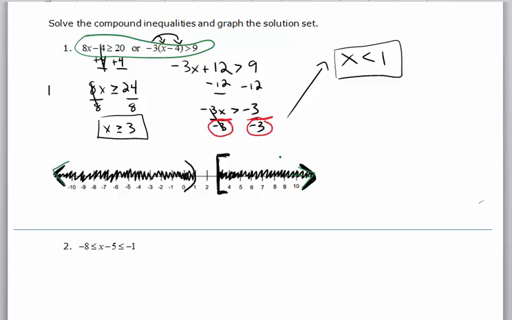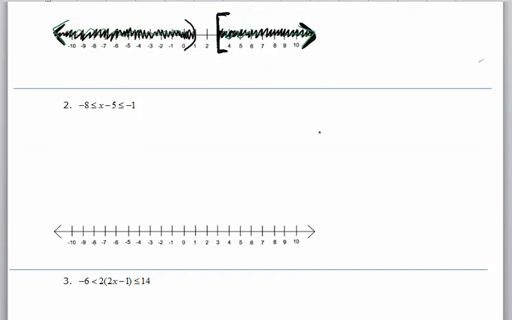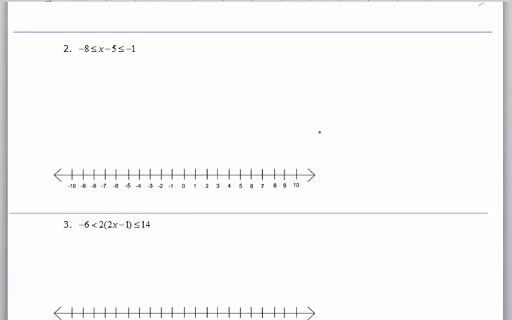It can be in either this one or it can be in this one. That's the significance of the word or. It can be in either one, either or. All right? Now let's do an and. The next one is an and inequality.